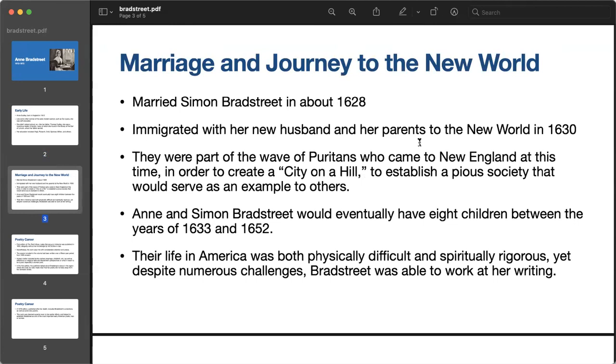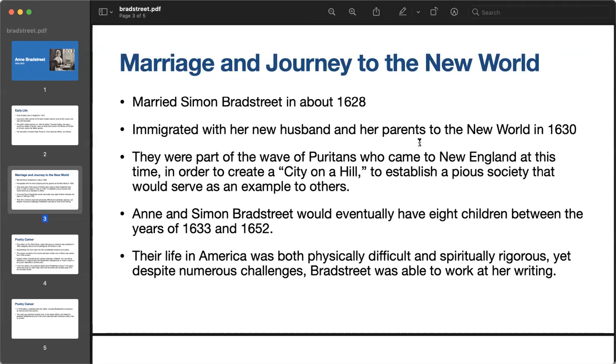There were a number of Puritans who came to New England at this time, in part maybe because they were pushed out of England for religious reasons, but also because they wanted to establish a pious society, what they called a city on a hill. They hoped that this would serve as an example to others. Now, Anne, if accounts are to be believed, was not as enthusiastic about this move as maybe some other members of her family were. She didn't necessarily want to give up her life in England for what would be a rather rigorous and somewhat uncomfortable life here in America.